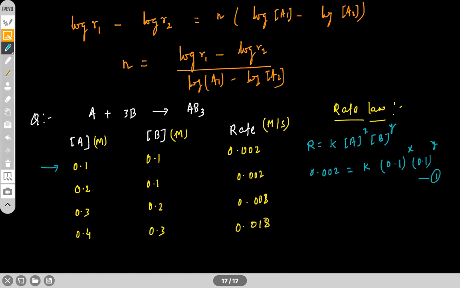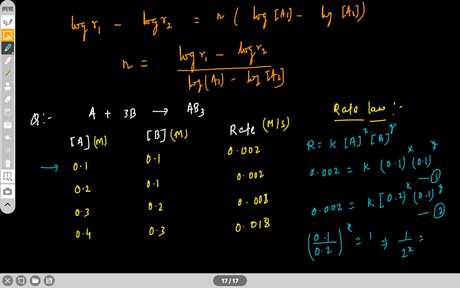Now the second data: concentration of A is doubled and B is the same, right? So we can write rate as 0.002 equal to K, concentration of A is 0.2 to the power X, 0.1 to the power Y. This is 2. If you take the ratio of 1 by 2, this and this will get cancelled. So we have (0.1 by 0.2) to the power X equal to 1. So (1 by 2) to the power X equals 1, and that is (1 by 2) to the power 0. So X equals 0. Did you get it, how this X equals 0? All of you, please tell me.